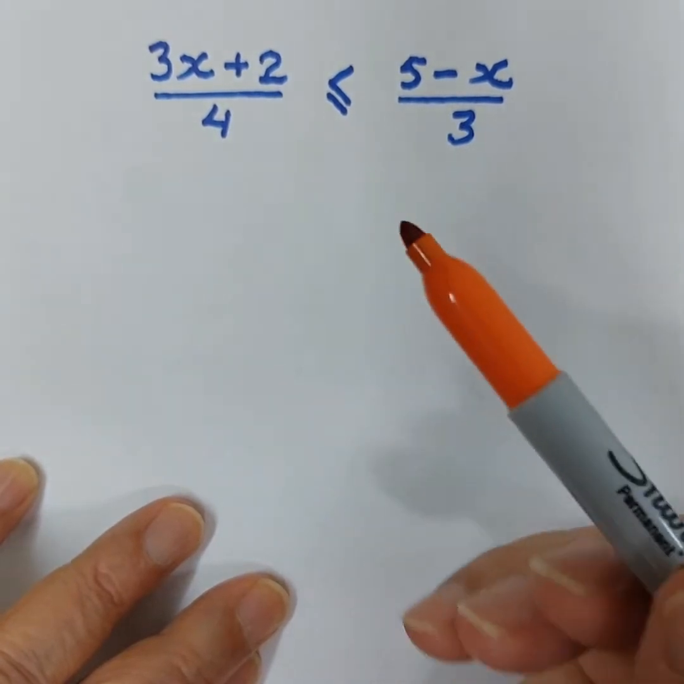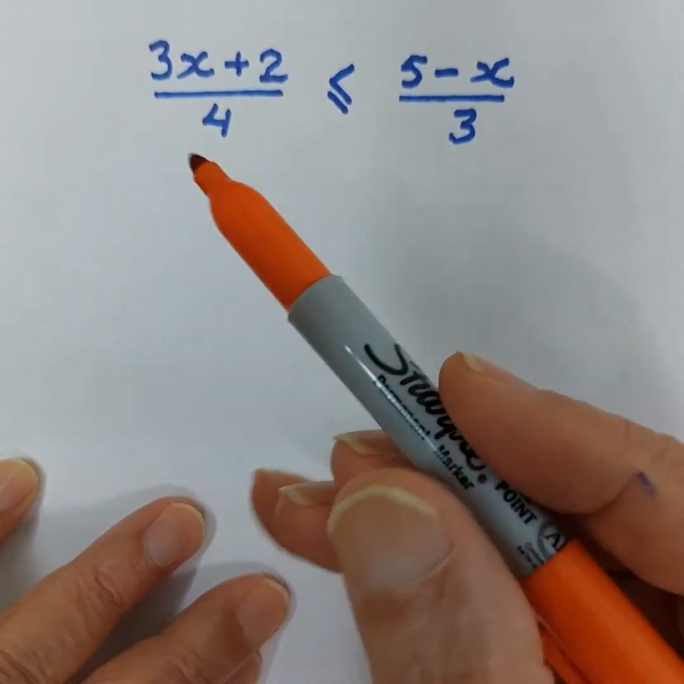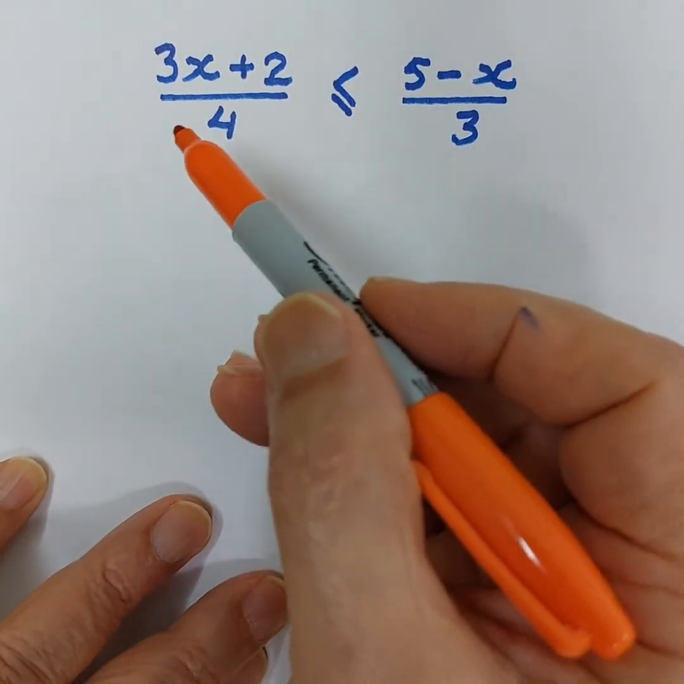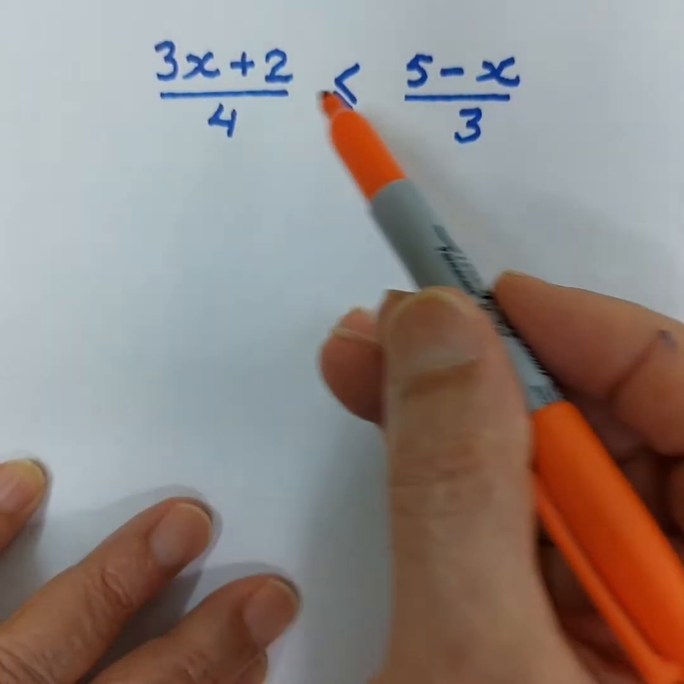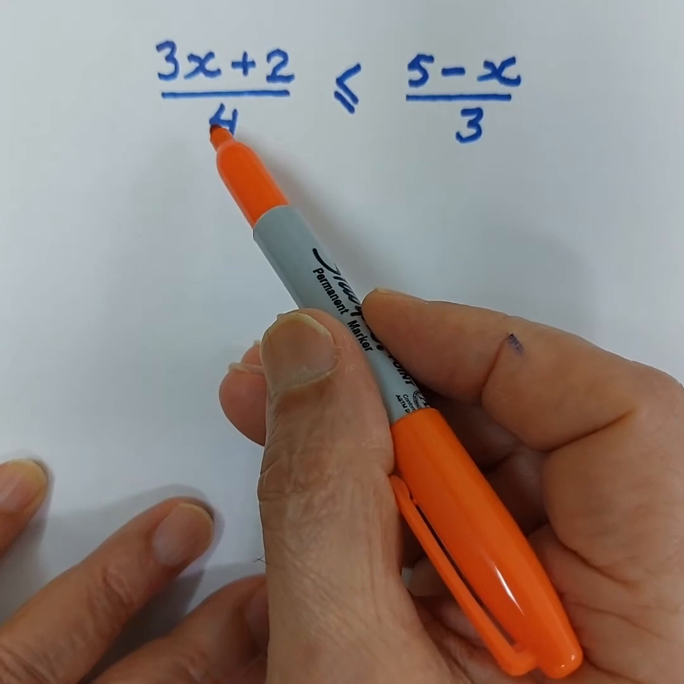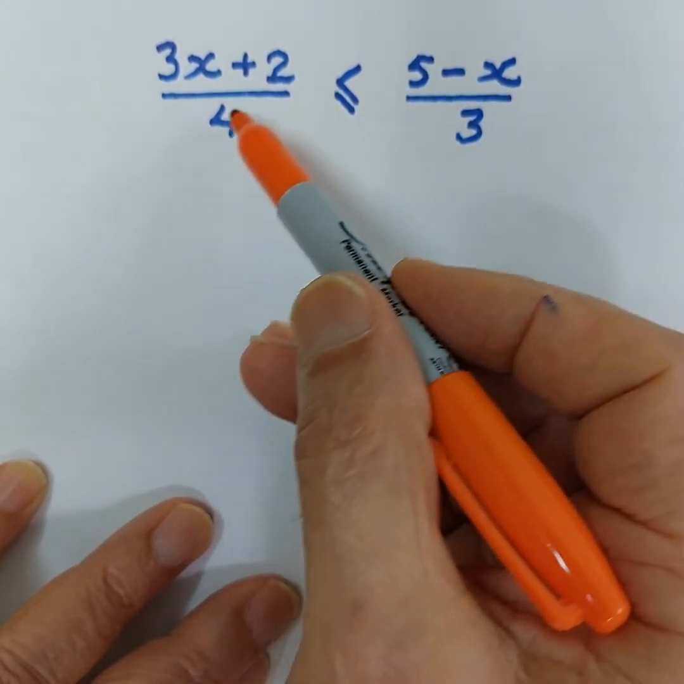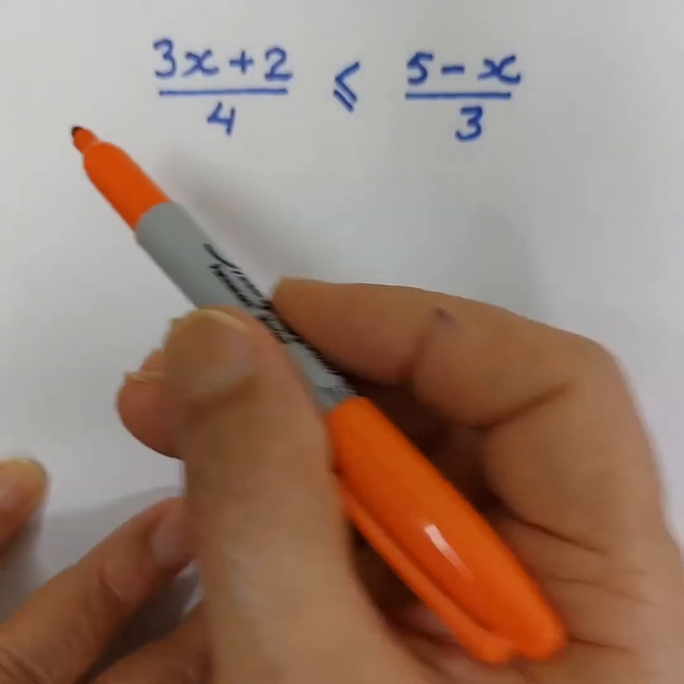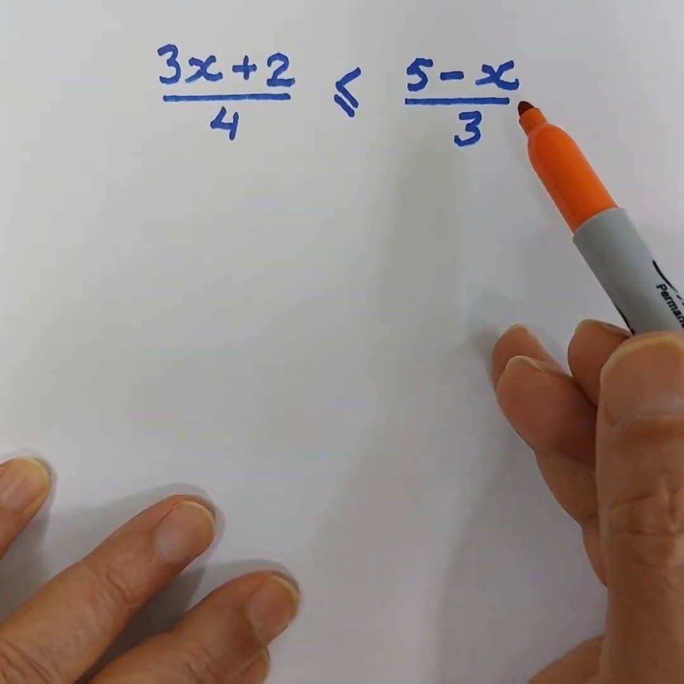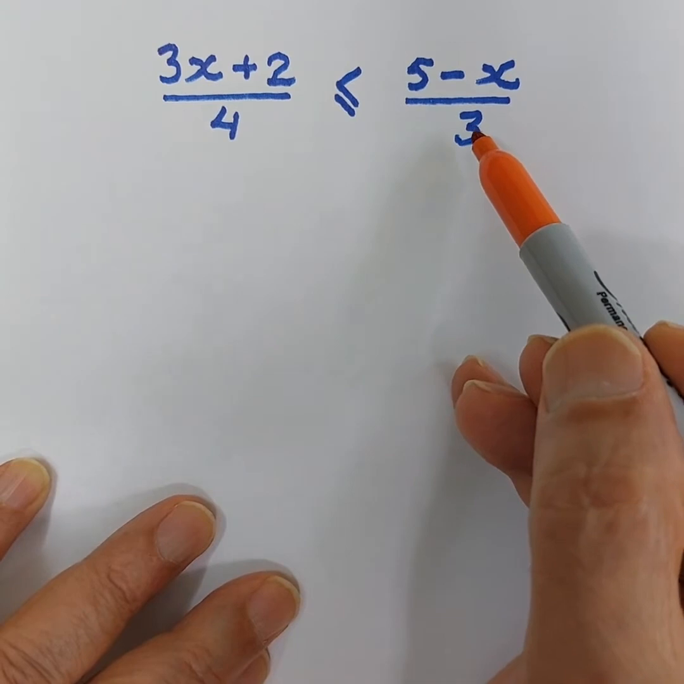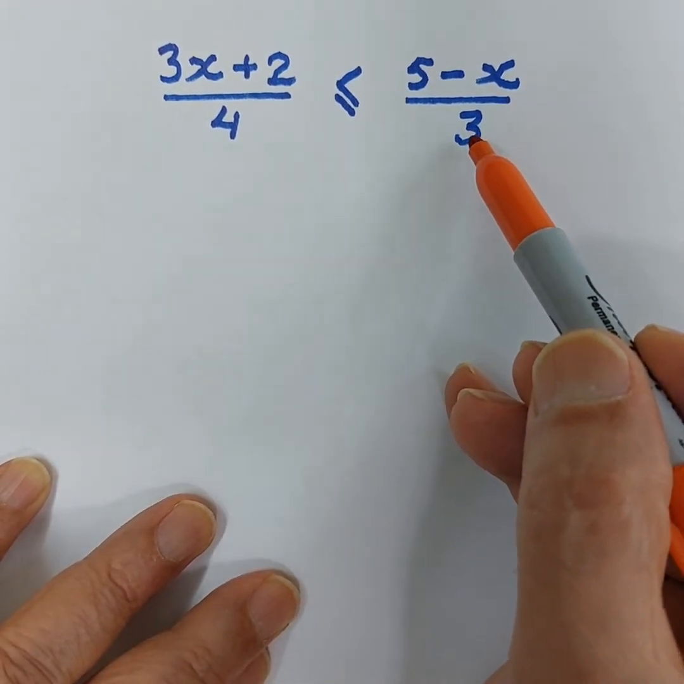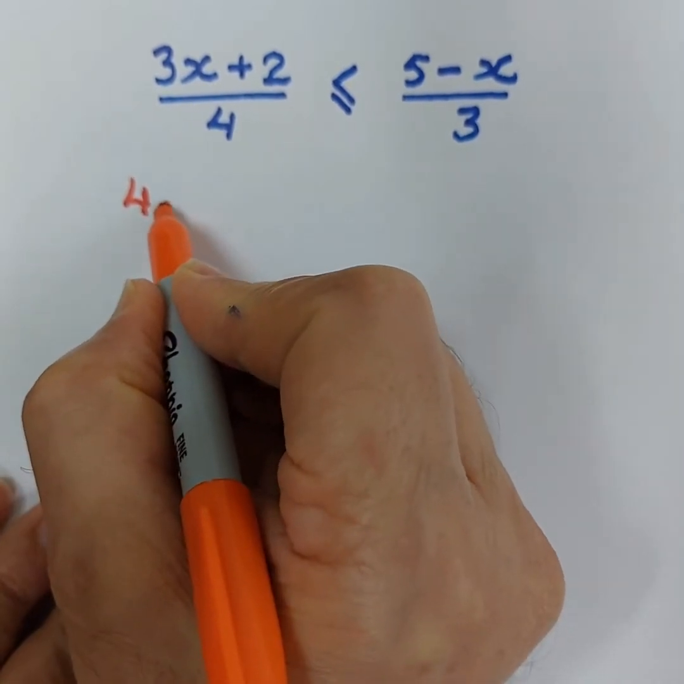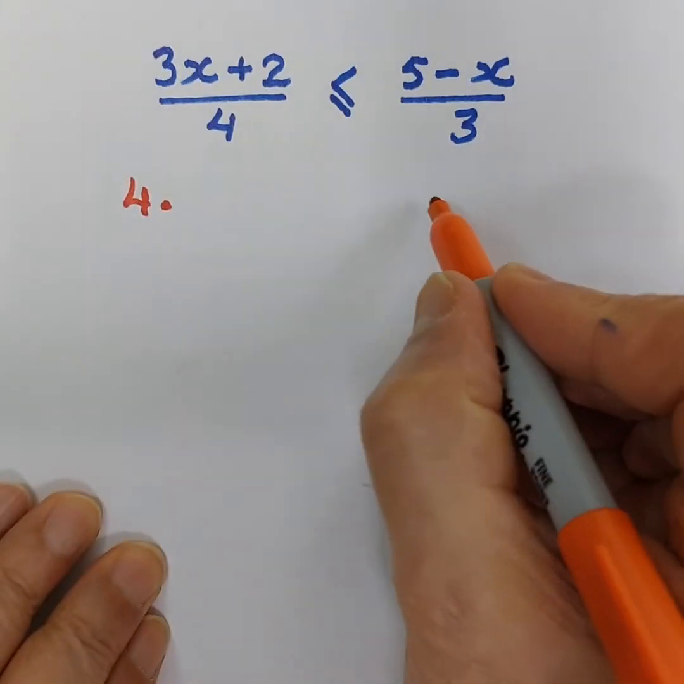If you find any difficulty finding that, it's better to do it in 2 steps. First, just multiply both sides by 4. This way, you can eliminate the number 4 in the bottom here. And in the second step, multiply again both sides by number 3 to eliminate the number 3 here. So you can do it, just multiply by 4: multiply here by 4 and multiply here by 4.